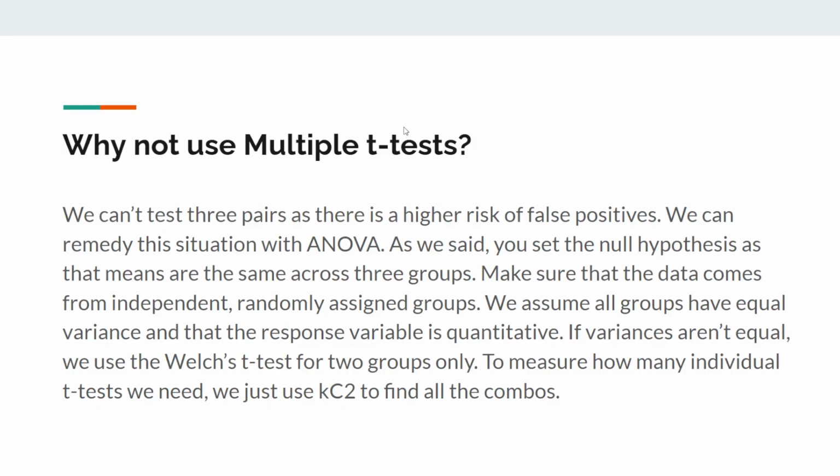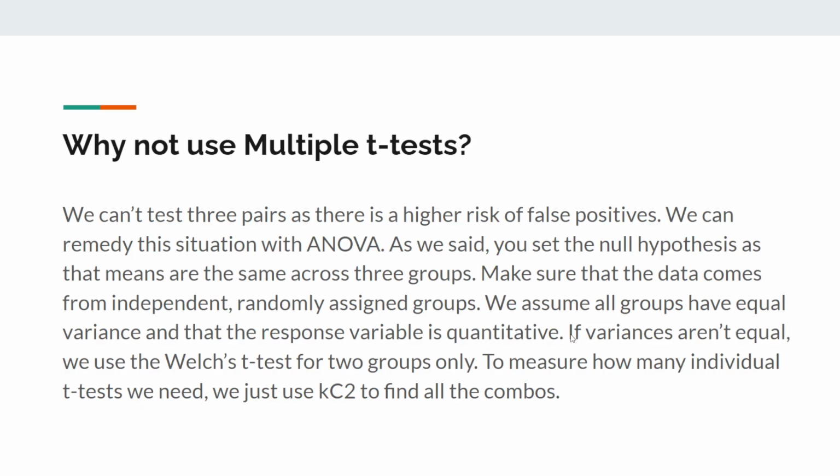As we said, you set the null hypothesis that the means are the same across 3 groups. So we assume the means are the same across 3 groups. It's the null hypothesis, and we have to disprove that using the alternative hypothesis. Make sure the data comes from independent, randomly assigned groups, of course, because we're testing homogeneity of means. They should all be part of the same population, or not part of the same population. That's what we're testing with this ANOVA. But we assume all groups have equal variance and that the response variable is quantitative.